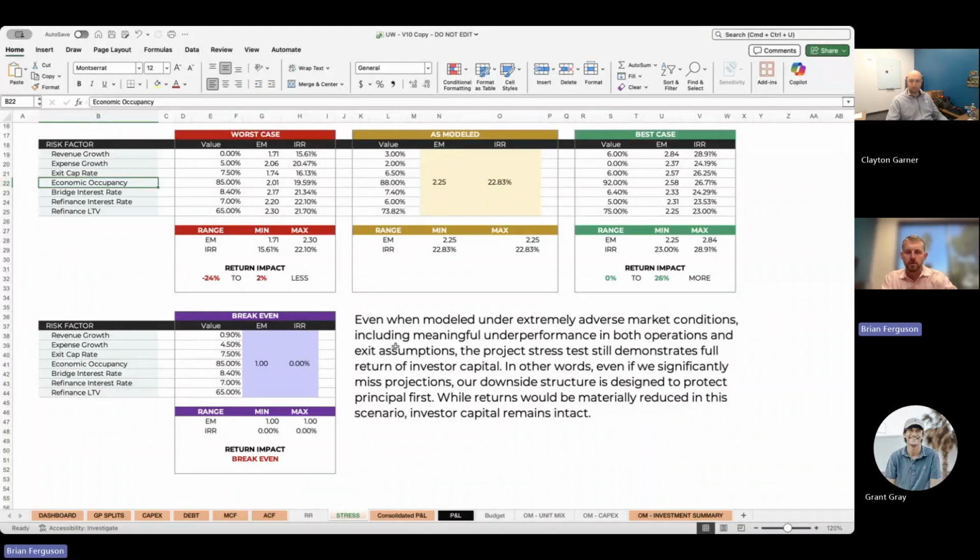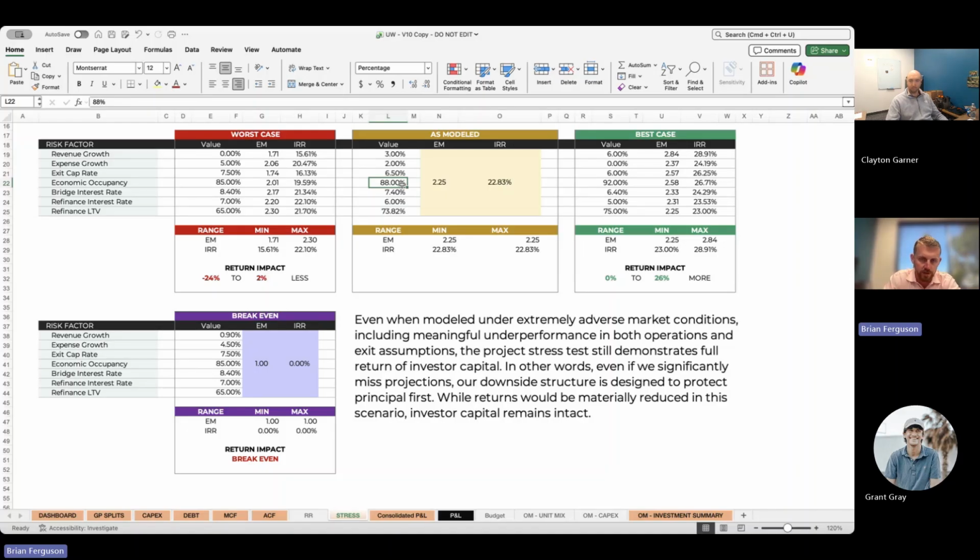Okay, so this is the format. It's a tab inside our underwriting model. And what we do is we try to do a few different things. The as modeled here is what you see inside there. Those are our projections. Those projections do have some conservative factors, for instance, 88% economic occupancy. That's on the conservative side.